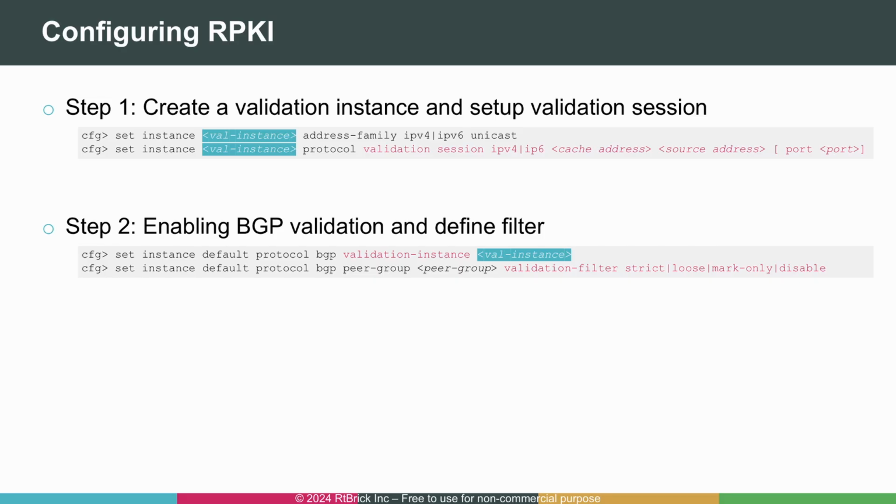To wrap things up, here's a quick summary of the steps involved in configuring RPKI in RBFS. We need to define a validation session to the cache. This can be done over IPv4 or IPv6, and you can optionally specify a custom TCP port. Optionally, we can create a separate routing instance to host the validation cache. This isn't strictly necessary but can help organize your configuration. Afterwards, we need to enable RPKI by setting a validation instance in the BGP settings, and define how the router should handle validation states at the peer group level.